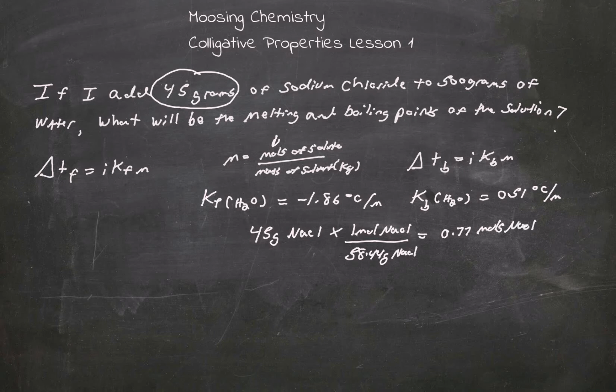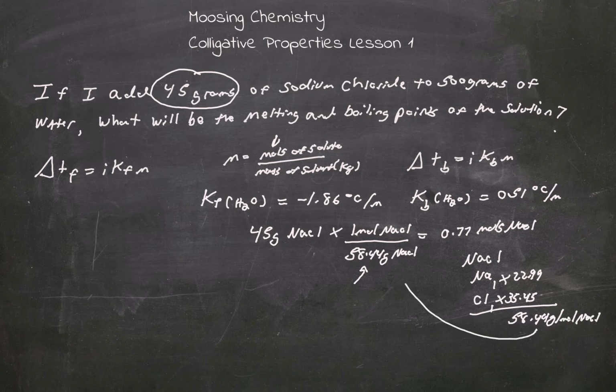Okay, where did the 58.44 grams come from? All right, well, let's look over here real quickly. We have NaCl, so we have one sodium atom, and we have one chlorine atom. So that's 22.99, which is the molar mass of sodium, and this is 35.45. When we add those together, we get 58.44 grams per mole of NaCl. So this tells us where that number comes from. So I'm going to go ahead and erase that real quickly, because we really don't need that anymore. We just need this value here.